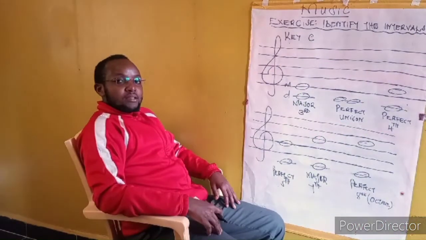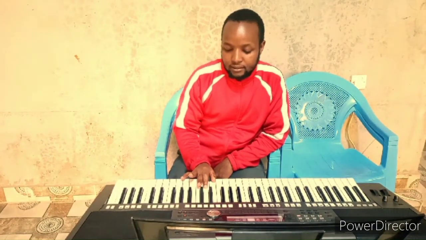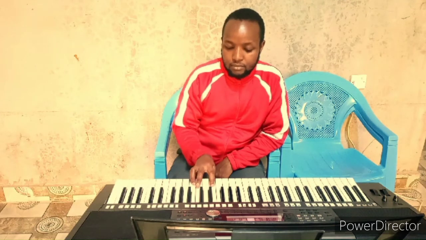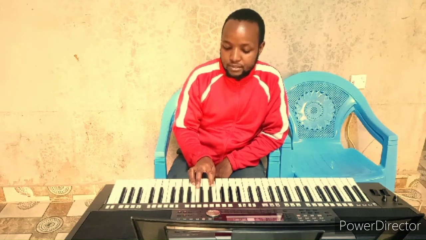We now do a piano exercise on intervals. Perfect unison. It has no difference between itself. That is perfect unison. Between do and re, it's a major second with a difference of one tone. This is a major third. Between do and mi, a difference of two tones. Is a perfect fourth. Between do and fa, a difference of 2.5 tones.